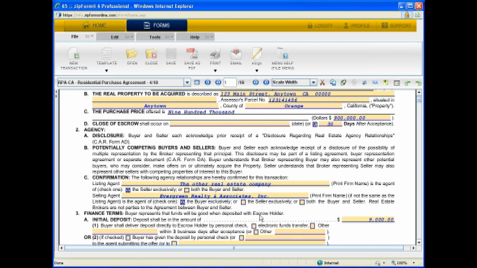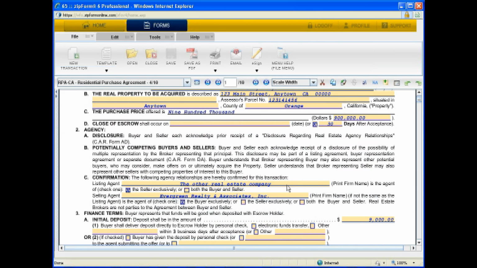Another thing that I see happen all of the time is agents, you know, you're writing an offer for your buyers, so under selling agent you write Evergreen Realty and Associates Inc., or if you're Evergreen Realty and Loans, you write that in there and you say it represents the buyer exclusively. But what people leave out all the time is the listing agent, and I'm not sure why that happens, because of course we know who the listing agent is if we know who to send the offer to. So make sure that you fill out the confirmation portion all the way.